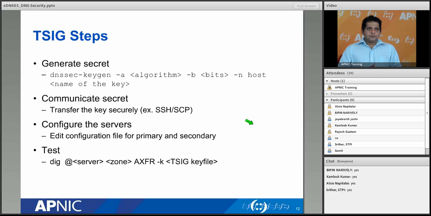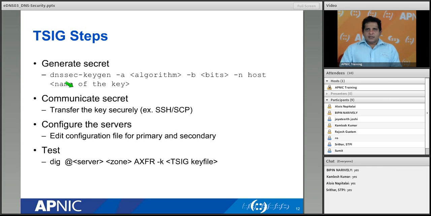If you are the primary for a certain zone, you generate the secret. For example, if you take BIND software, we have a utility called dnssec-keygen. That's a utility where you can specify an algorithm to generate these keys with a number of bit value. For example, you can come up with 128 bit or 512 and so on, right? You come up with a bit value.